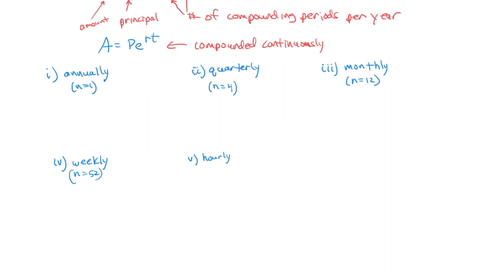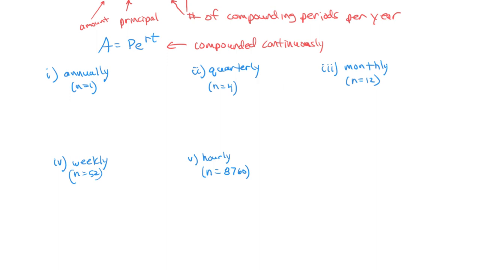Hourly. For this one, we have to do a little math, right? We could think of it like this: 365 days times 24 hours in a day, and this would be 8760, right? So that's assuming a 365-day year.